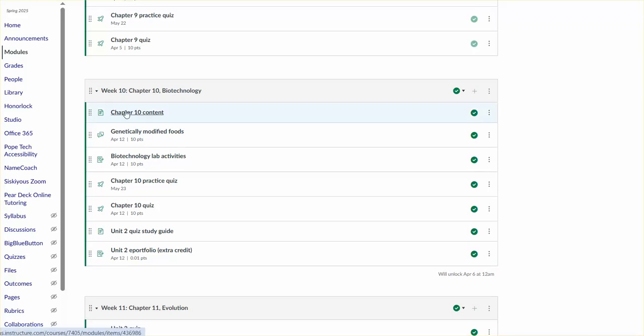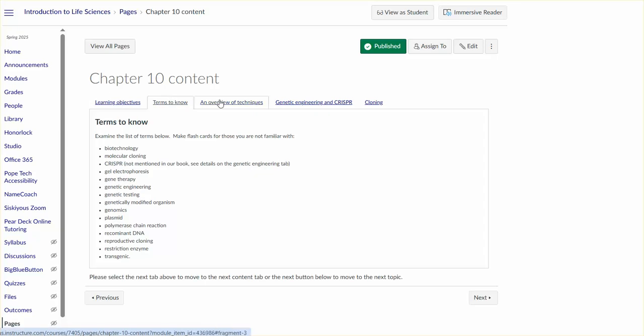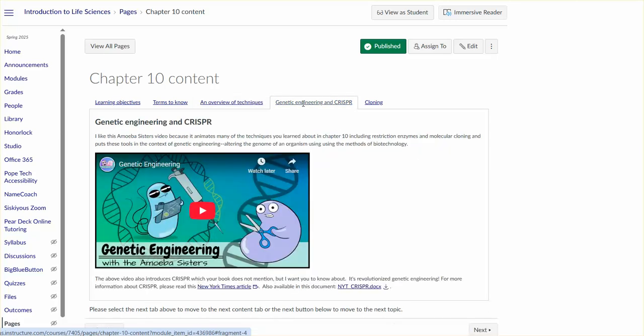This week we'll be studying biotechnology, which is covered in chapter 10 in our textbook. The content page includes 4 learning objectives, some terms to know, and then some videos to help you dive into the content of chapter 10. There's also this New York Times article about CRISPR. This is a technique that isn't described in your book, but it's become really important to genetic engineering.